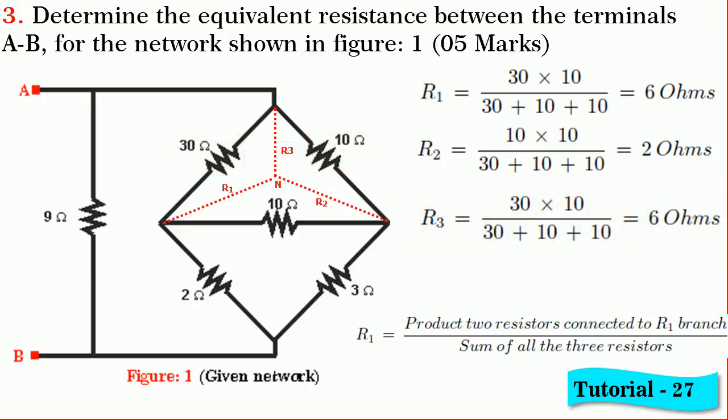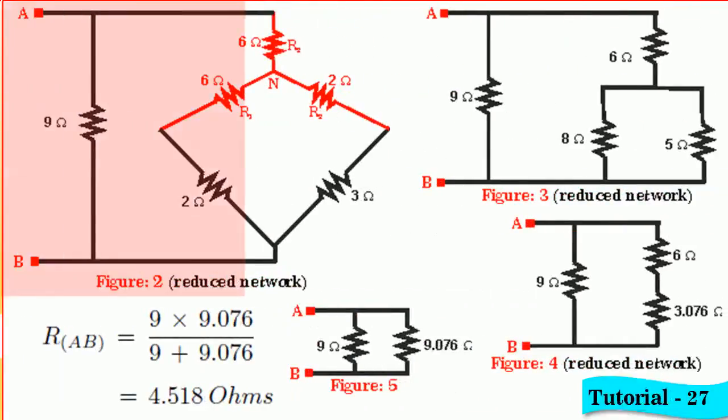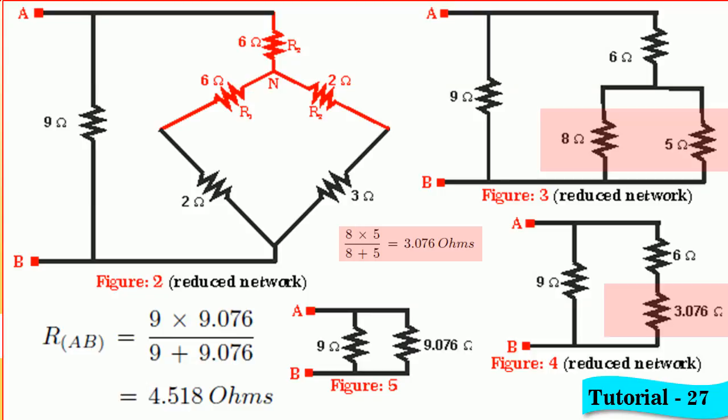By incorporating this converted star resistors in place of delta, we get the circuit shown in figure 2. Now, you can easily visualize that 6 ohm and 2 ohm are in series and their equivalent is 8 ohm as shown in figure 3. Similarly, 2 ohm and 3 ohm are in series and their equivalent is 5 ohm as shown. Now, if you observe figure 3, 8 ohm and 5 ohm are in parallel and their equivalent is 3.076 ohm as shown in figure 4.